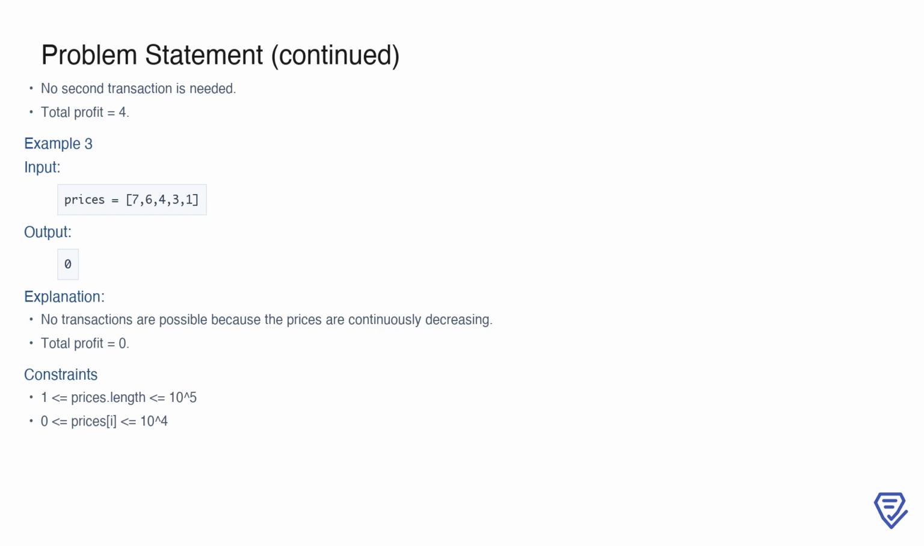Finally, there are a few constraints to keep in mind. The length of the input array, prices, will be at least 1 and at most 100,000. Additionally, each price in the array will be between 0 and 10,000. These constraints ensure that your solution needs to be both time efficient and capable of handling large inputs.